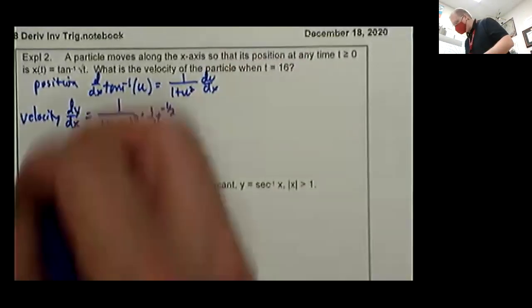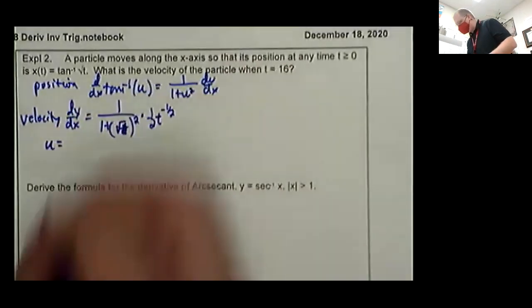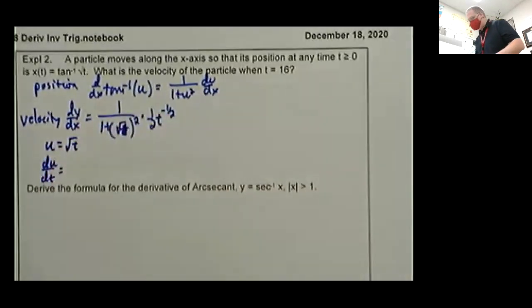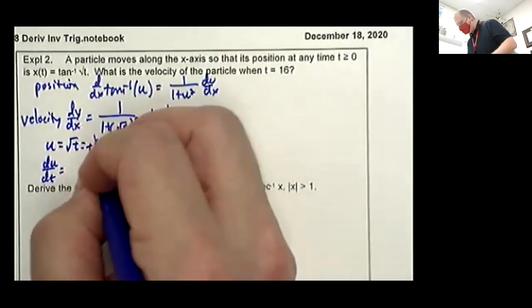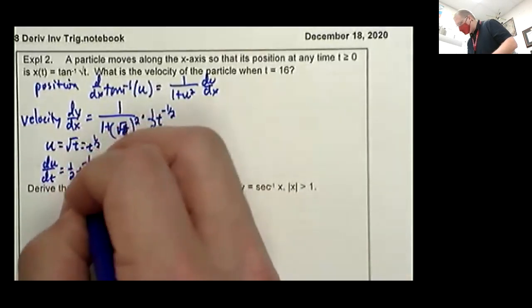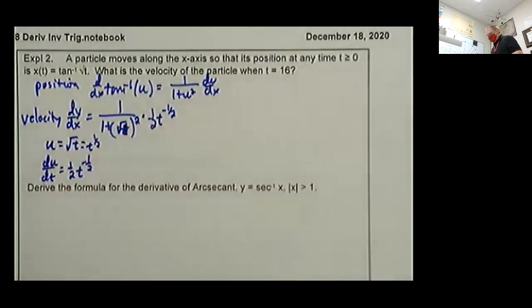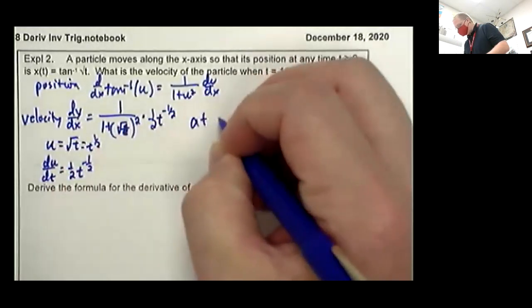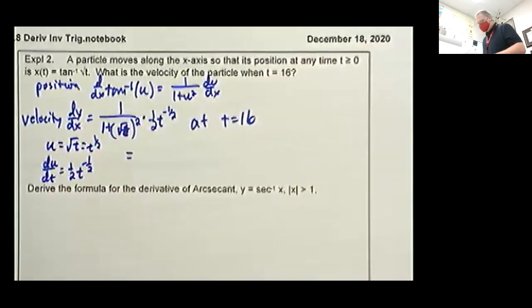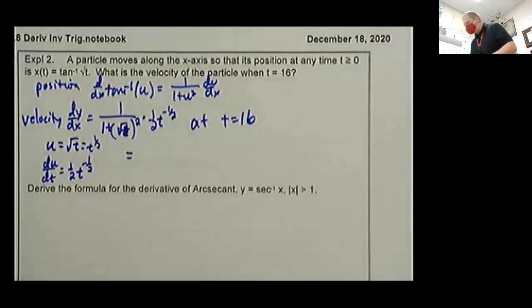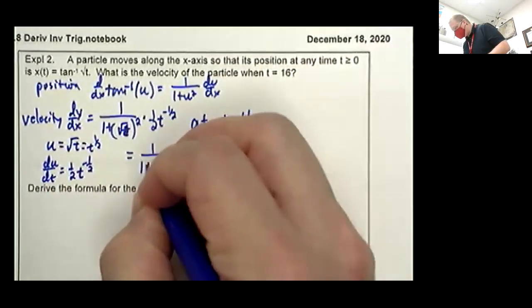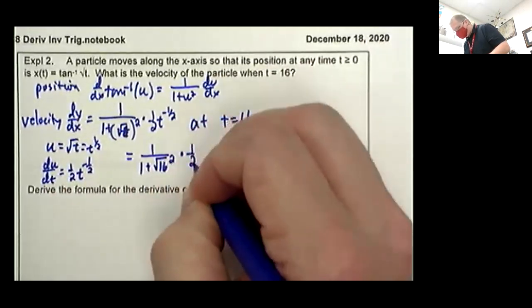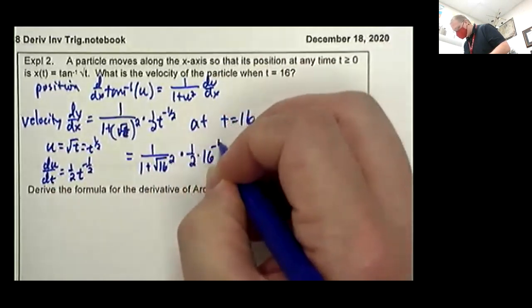All right, so again, another way we could do that is we could write down what is u. u is the square root of t. So du dt, the derivative of u with respect to t. Again, remember that's t to the 1/2. 1/2 comes to the front, that's t to the negative 1/2. And here's our velocity formula. And we know we want to evaluate this at t equals 16. So let's plug in our 16 for all of the t's. It gives us 1 over 1 plus square root of 16 squared times 1/2 times 16 to the negative 1/2.